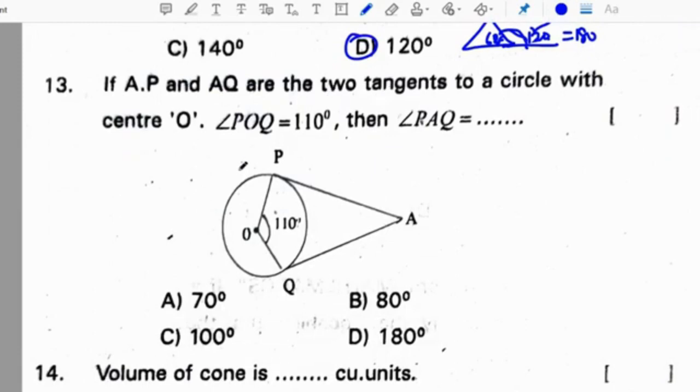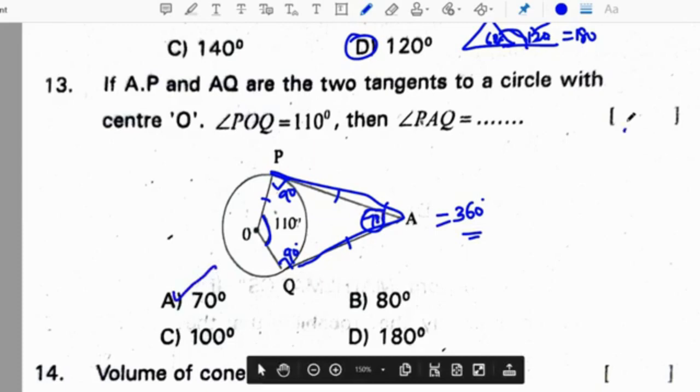If AP and AQ are two tangents, this and this are two tangents. POQ is 110, which is given. Sorry, angle PAQ. So PAQ will be equal to 70 degrees because in POQA, which is a quadrilateral, this angle will be 90 because the radius and tangent are always perpendicular to each other. This angle also will be 90. 90 plus 110 plus 90 plus 70 gives you 360. The sum of four angles in a quadrilateral is 360. So obviously this angle will be 70. The correct option is A.